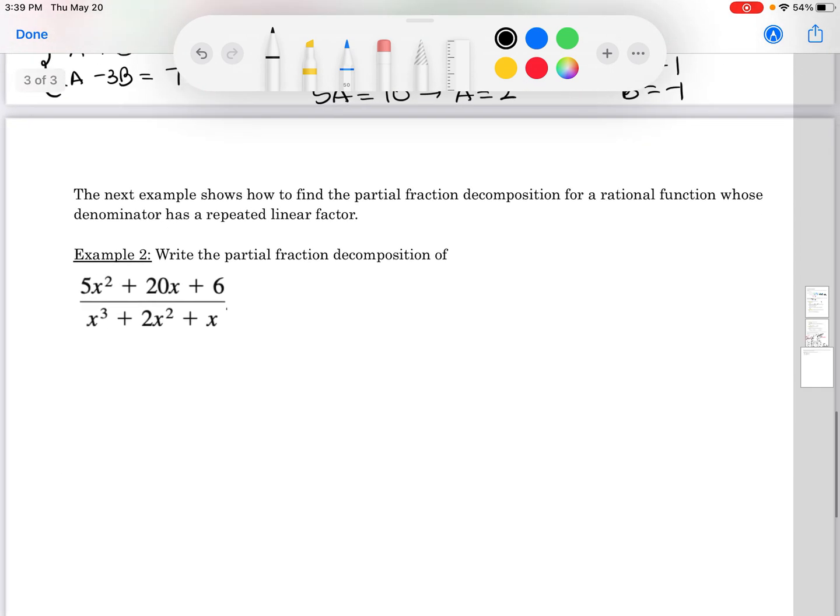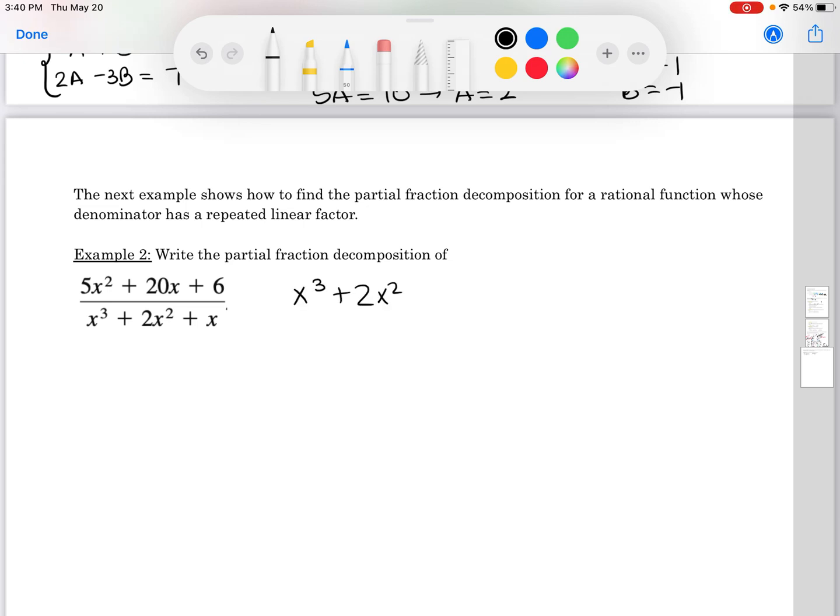All right, let's take a look at the next one. So the next example shows how to find the partial fraction decomposition for a rational function whose denominator has a repeated factor. So here again, I notice the numerator is going to be a smaller degree, so I don't have to worry about the crazy division stuff. But what I do want to do is factor the denominator.